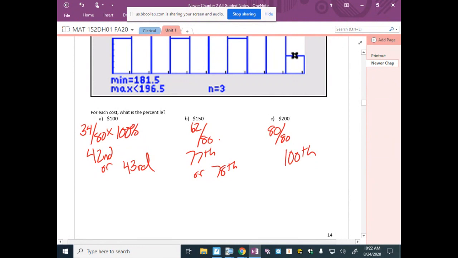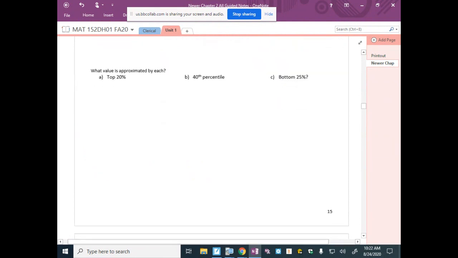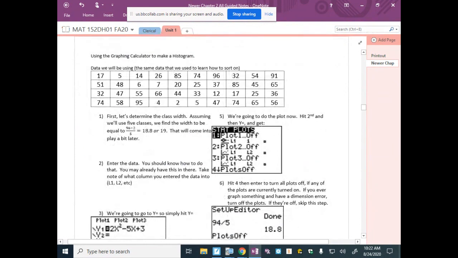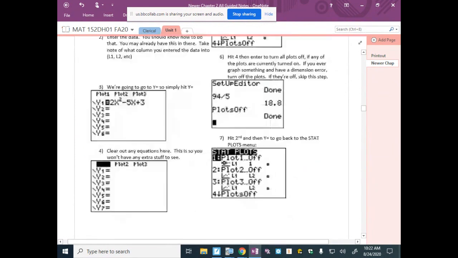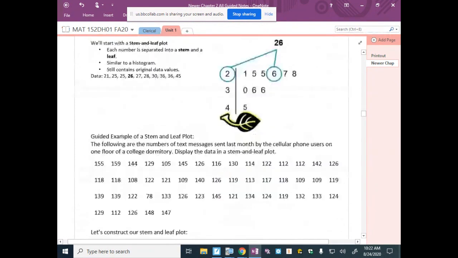All right, we're going to skip the ogive. We're in fact going to skip everything on the next page. So now, here, using the calculator to make a histogram, there are instructions on how to do that.